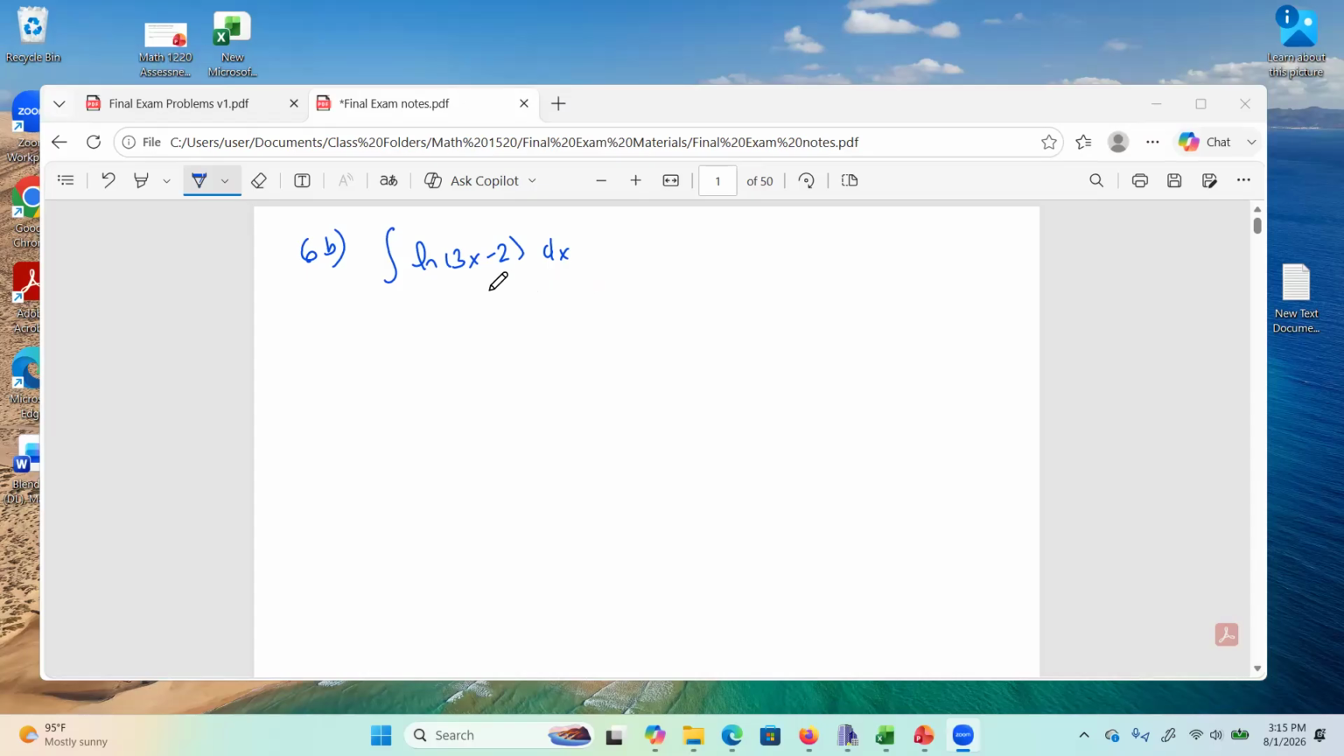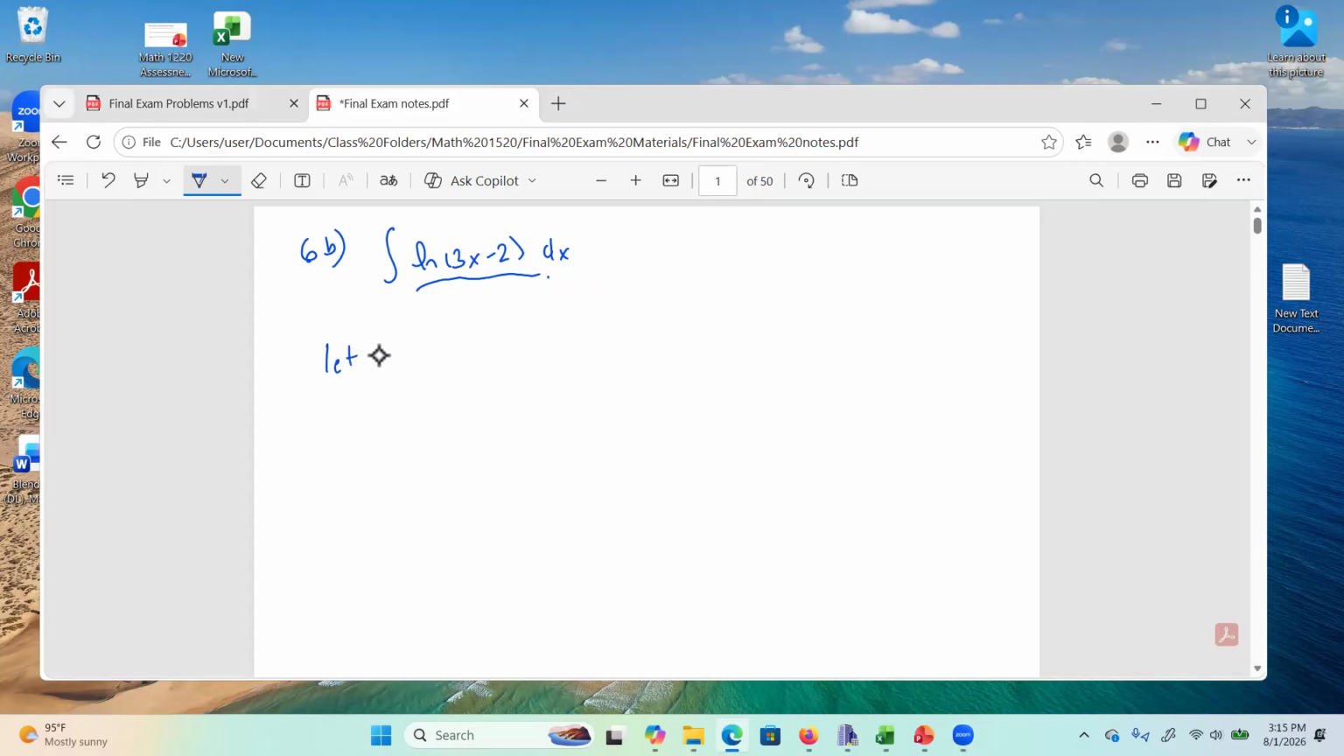We are looking at our final exam review. So here's a problem. We have to integrate natural log 3x minus 2 dx. Okay, no limits or anything like that. So indefinite integral. Every time you have a natural log and you don't have an over x or anything like that, you're looking at integration by parts.